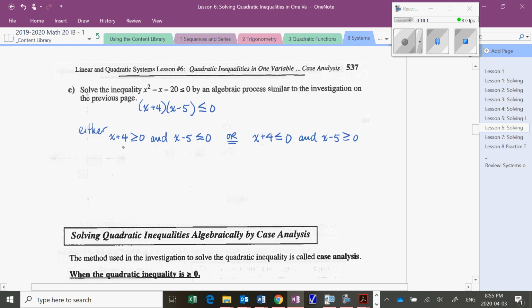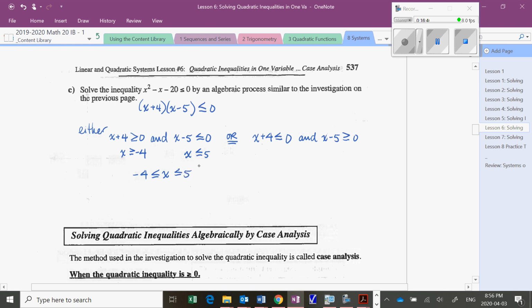So when we solve them, we've got x greater than or equal to negative 4 and x less than or equal to 5. And can you think of a single value that is both greater than or equal to negative 4 and less than or equal to 5? Yeah, absolutely. So that sets up a range for us, anything that is between negative 4 and 5.